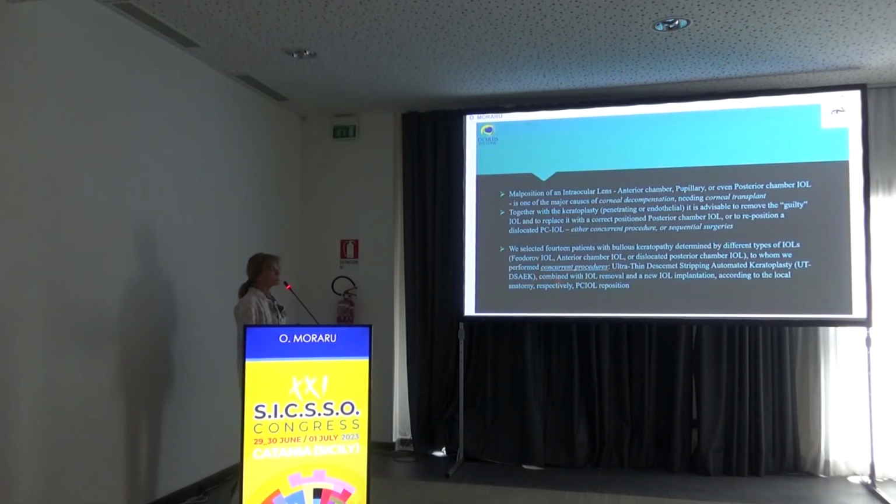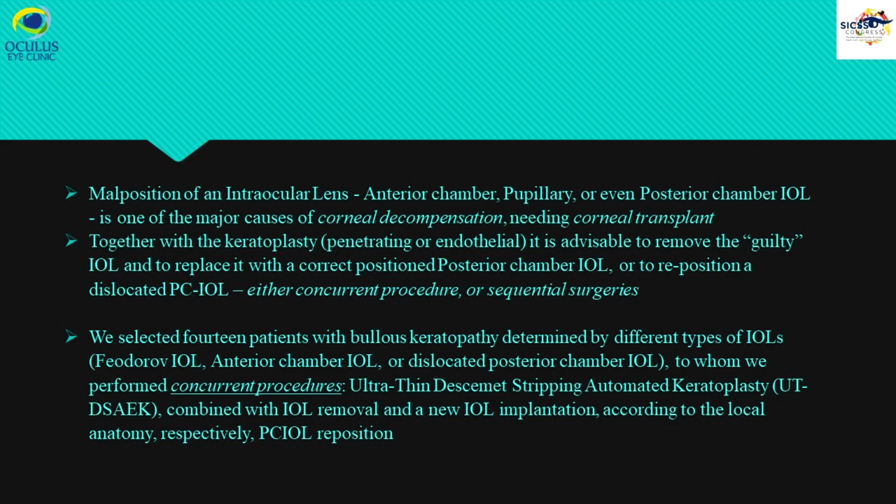This is a presentation with several cases. As we know, malposition of an intraocular lens, either anterior chamber or pupillary or even posterior chamber IOL, is one of the major causes of corneal decompensation needing corneal transplant.